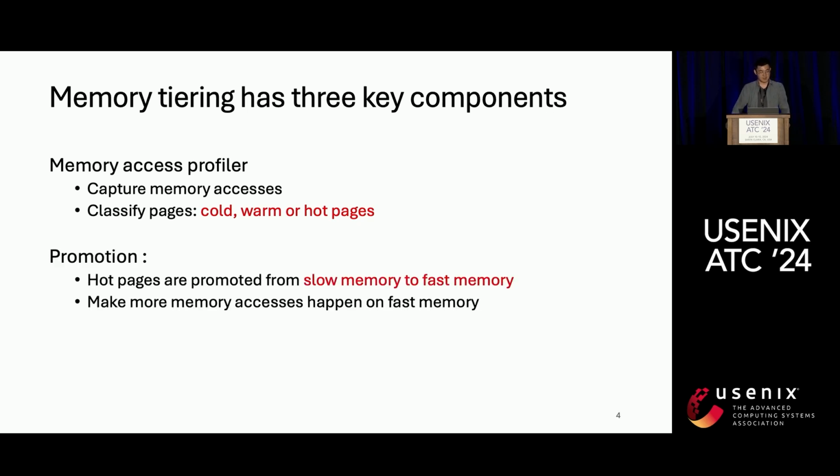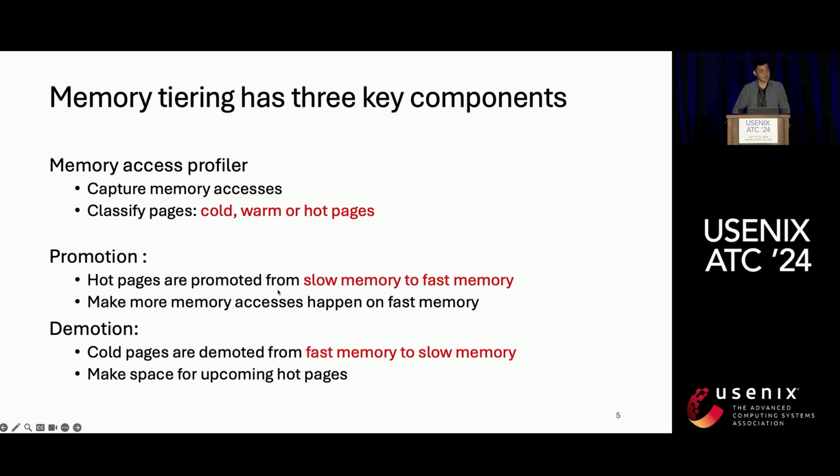The second component is promotion. Hot pages in slow memory will be moved to fast memory. Fast memory access latency is much smaller than the slow memory. By promotions, fast memory accesses can be improved. The last one is demotion. Cold pages are demoted from fast memory to slow memory. It can make space for upcoming hot pages.